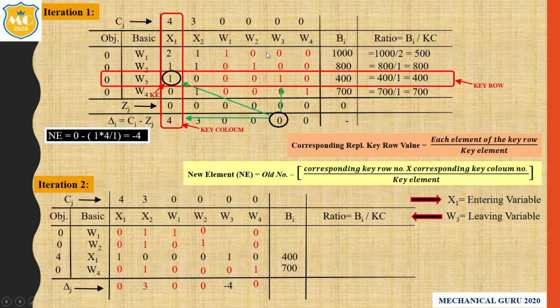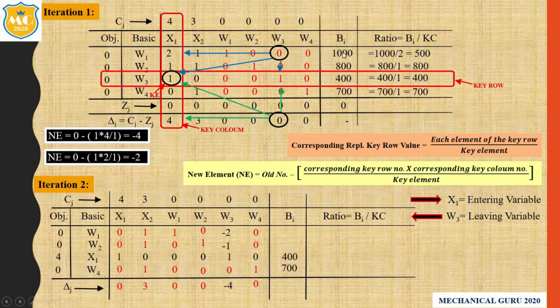Similarly, this value we will find out. Okay, the old number 0 minus corresponding key row number, that is 1, key column number, that is 2, and key element 1. Okay, simply 0 minus 1 into 2 divided by 1. Okay, so minus 2. Similarly, this value we have to find out: minus 1. Okay, one more value we will find out, that is this value.